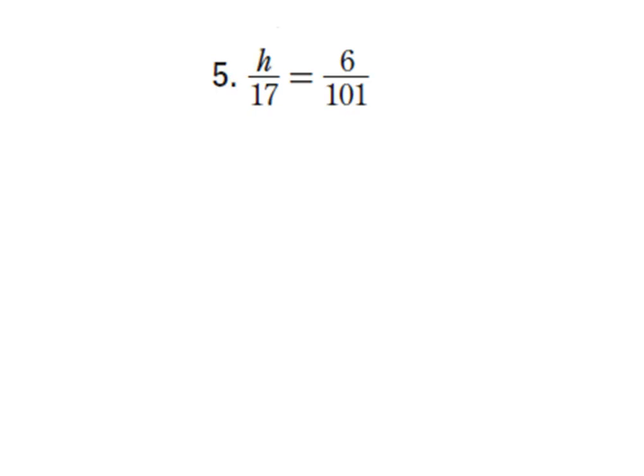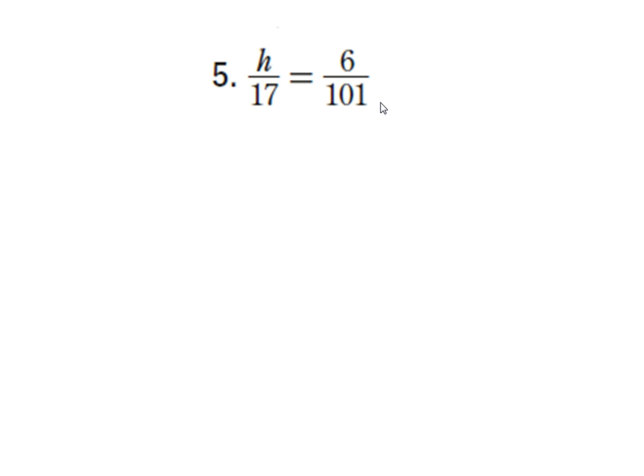I have number 5 on the screen, and we have to solve the proportion. A proportion is two fractions that are equivalent, and we have a missing value here, so we have to solve the proportion, meaning fill in the value for this variable that makes these two fractions equivalent, true. We have to find out what h has to be so that h over 17 is equal to 6 over 101.